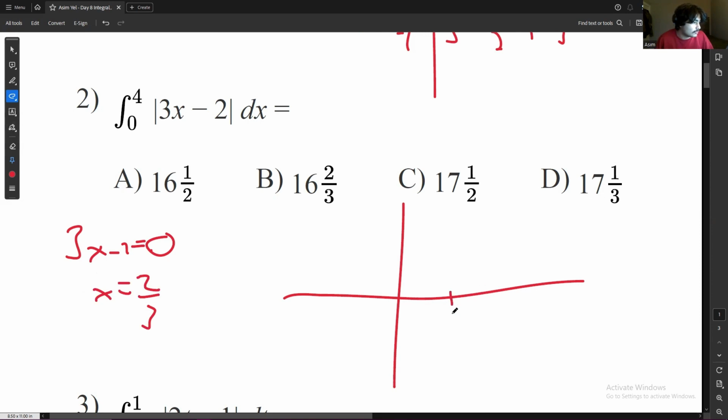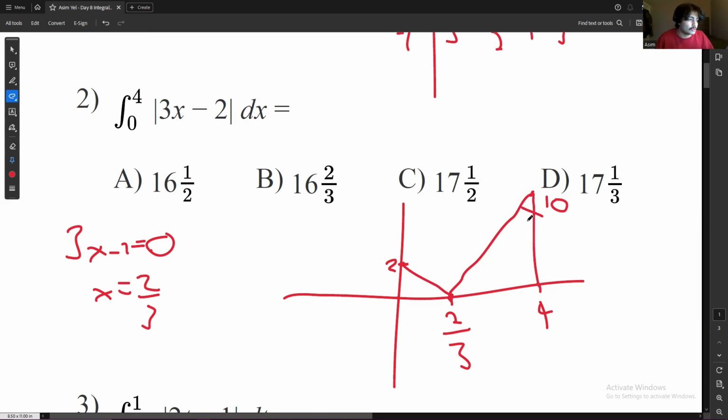And since 2 over 3 is over here, I'm just gonna put this point over here. If I plug in 0, which is my starting value, I just get -2 in absolute value, which means I'm going to get 2. So I start with 2. And over here, if I plug in 4, I get 10. Over here, I got 10. So I can just draw this, and draw this.